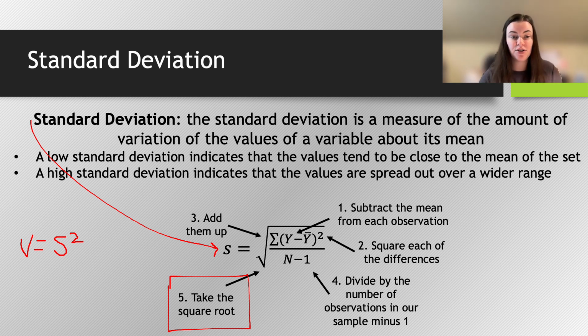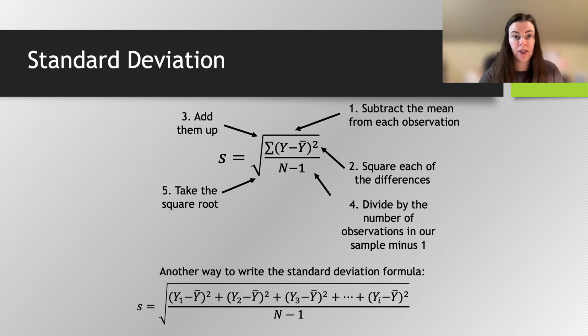A high standard deviation indicates that the values are spread wide around the distribution, so they're not necessarily clustered around the mean. Similar to our same idea of the variance, there is another way that you can go about calculating the standard deviation. That's listed here on the bottom. Again, it's going to give you the exact same result as if you were to use the formula above.